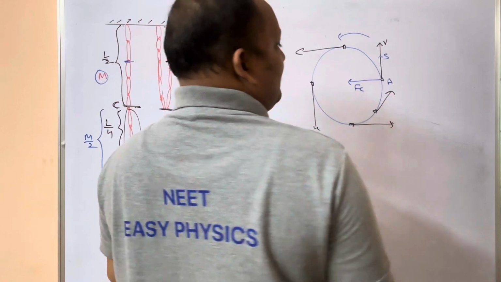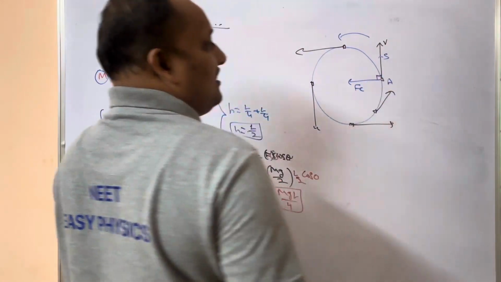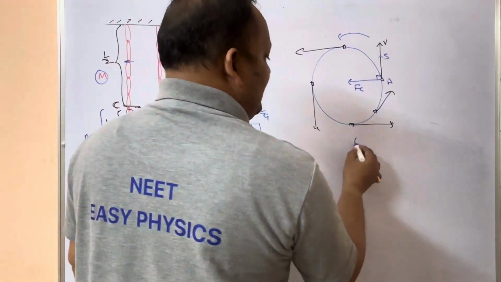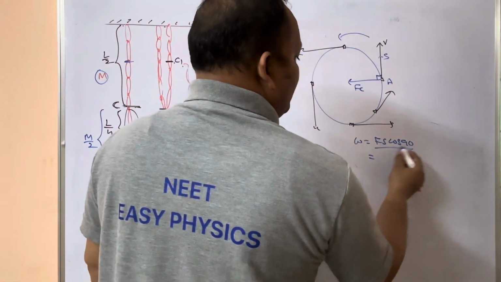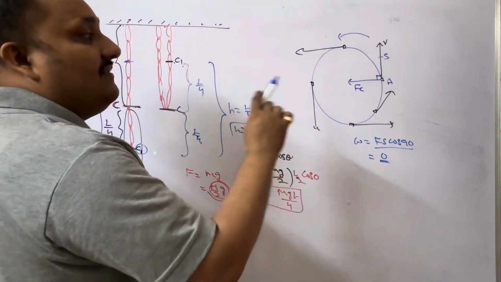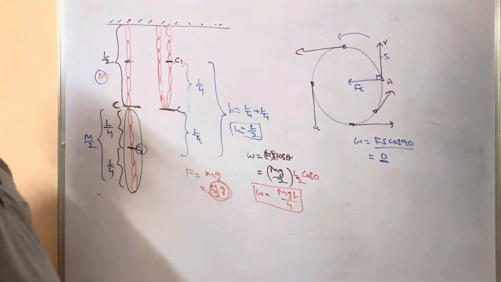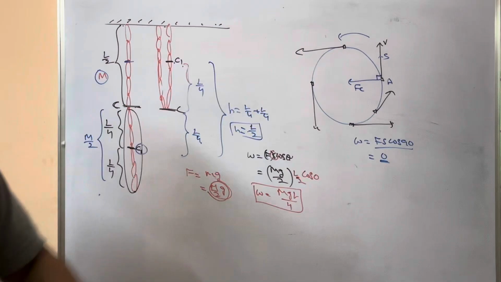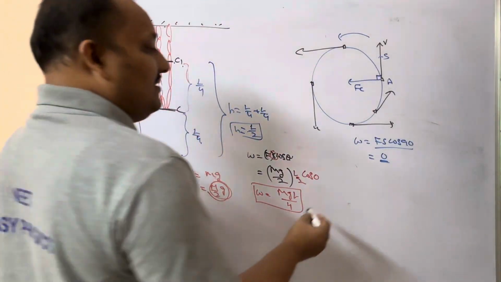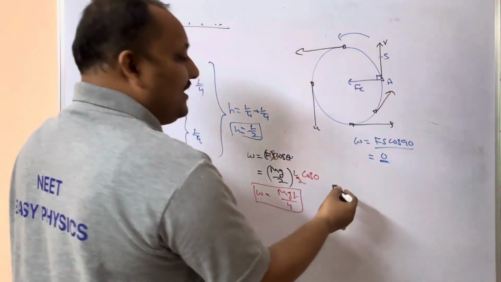in that direction the displacement will be there. Then what is the angle between force and displacement? 90. Fs cos 90 is going to become 0. Therefore, they will say the work done by centripetal force is always 0. So this is about all the work done equations. Another one also will be there, but this equation you will get in fluid mechanics.